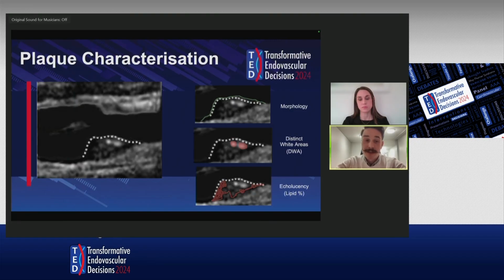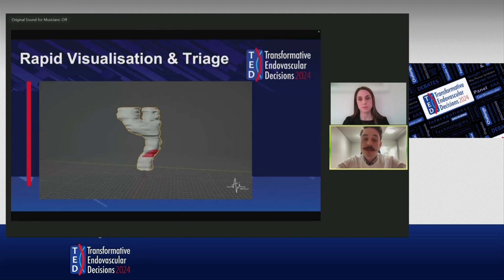And an additional feature of the AI is the 3D reconstruction of the vessel and any detected plaque, which, when characterized by the AI, can be heat mapped for rapid triaging, as we're seeing here. Thank you.